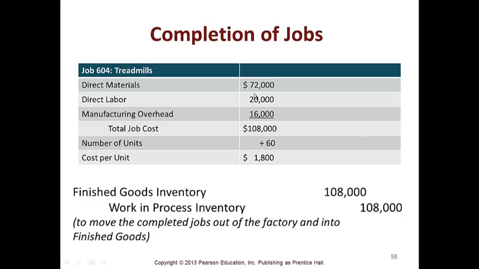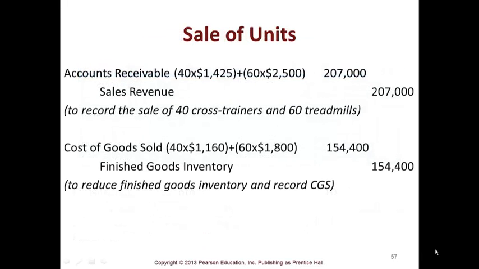Completion of the jobs. Once the job is done, these treadmills are done now. You have your direct materials, your direct labor, your manufacturing overhead, and then you have the number of units. So it was cost per unit of 1,800. So you're going to move from work in process into finished goods that 108,000, based on the number of units and the cost you had for those units that are finished.